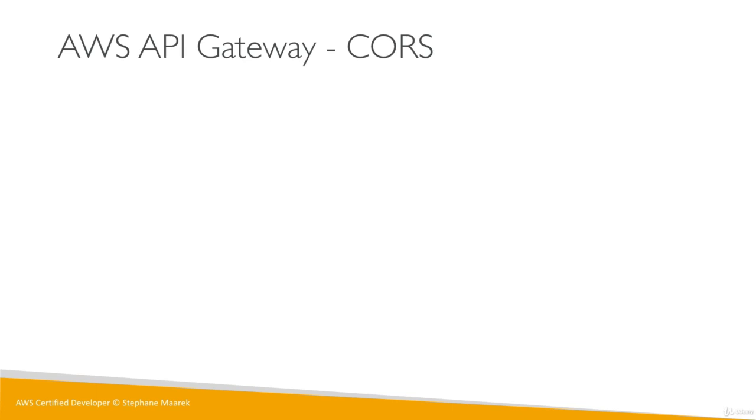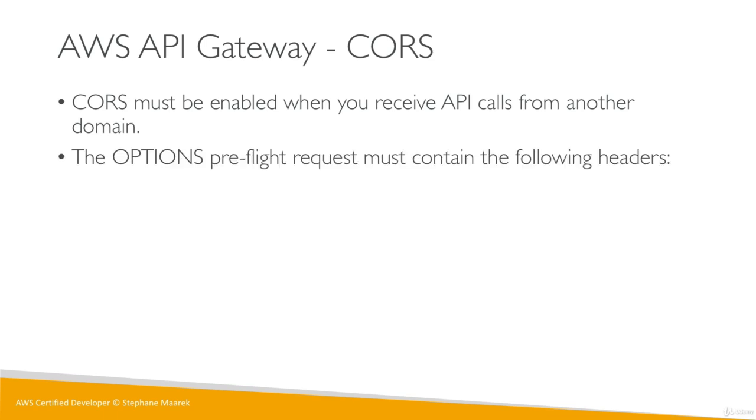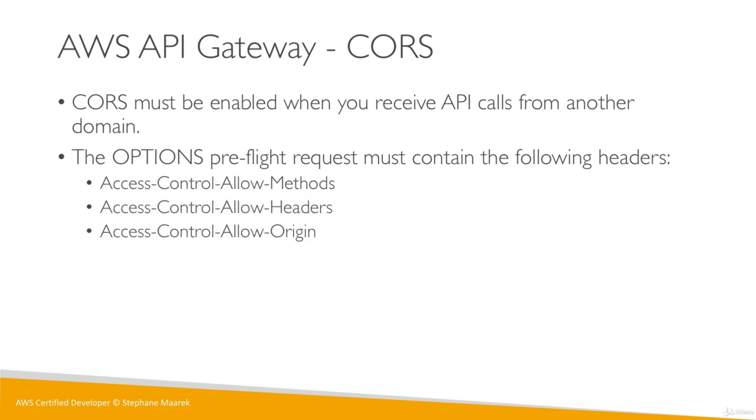A couple more things about the API gateway at a high level. So CORS, which means cross-origin resource sharing, must be enabled when you receive API calls from another domain. This is how we make your API available from other domains as well. For it, you need to enable the OPTIONS preflight request, and it needs to contain the following headers: 3 headers called Access-Control-Allow-something. And you can enable CORS through the console, and that's actually pretty easy.